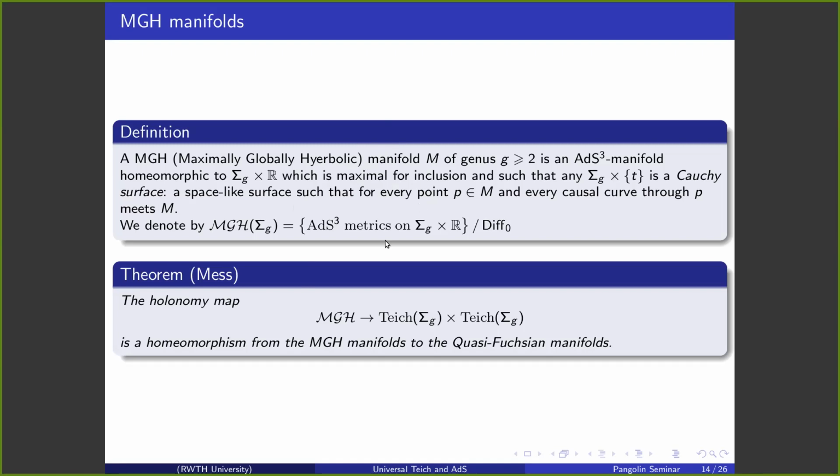And the theorem of Mess is that the construction that we saw earlier of quasi-Fuchsian manifold is providing absolutely all and exactly all the MGH manifolds, maximally globally hyperbolic. So the conclusion is that, at least for theoretical physics, the quasi-Fuchsian manifolds are all we need.